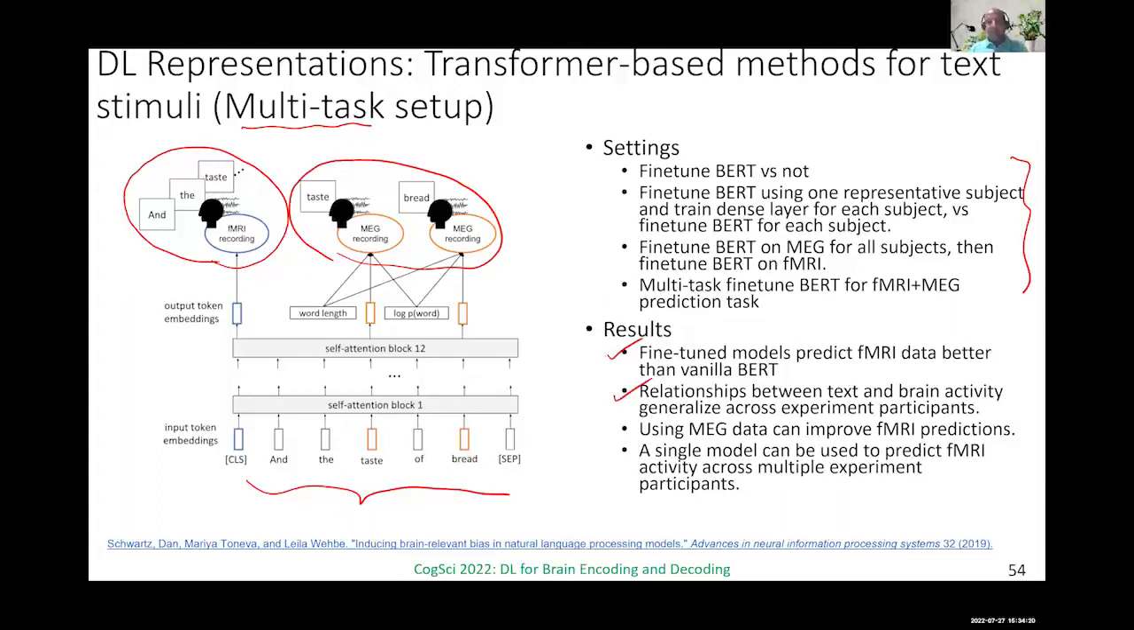Relationships between text and brain activity generalize across experiment participants. So you could train models on some participants and apply them to others. That's nice. Using MEG data can actually improve, so this multi-test setup actually helps. And then a single model can be used to predict fMRI activity across multiple experiment participants. So that's the nice part.